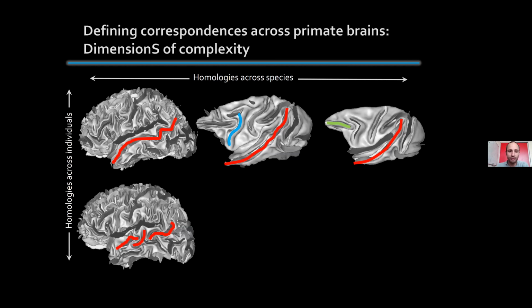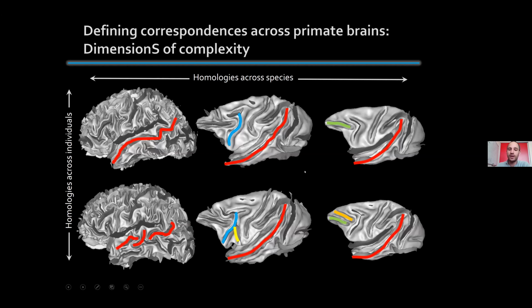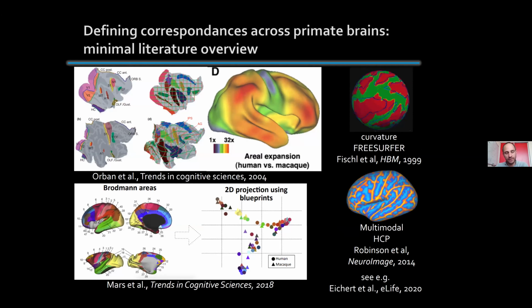It's important to point out that across, for instance, human brains, you can have very major variations even in the topology of the folds, but actually you can have such ambiguities in any species. So we have two dimensions of complexity, and if we want to define correspondences across brains and species, we have to integrate both dimensions.